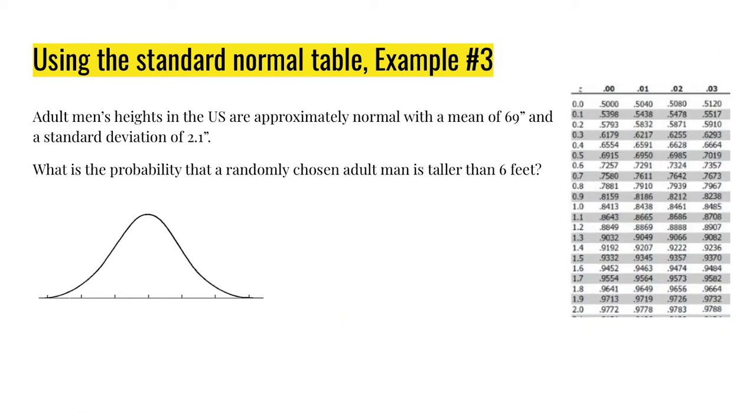Okay, another example for you guys. Adult men's heights, again, so we've got the same distribution. 69, 71.1, 73.2, 75.3, going back again.